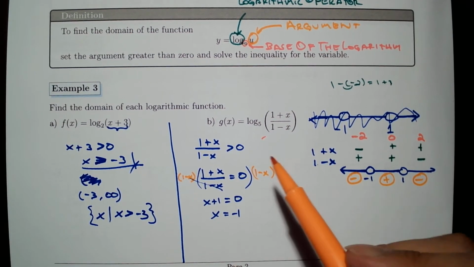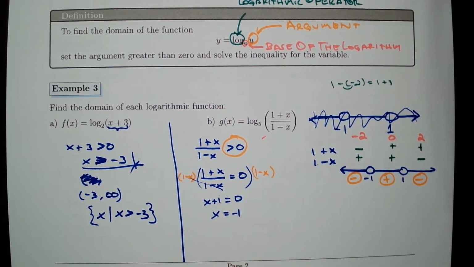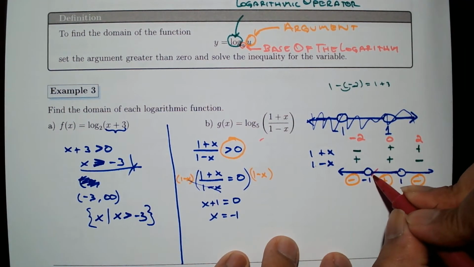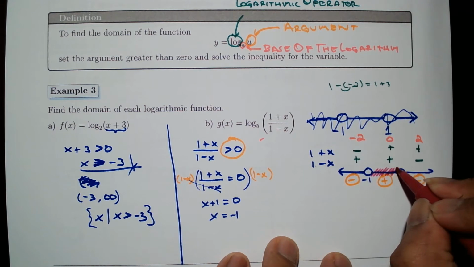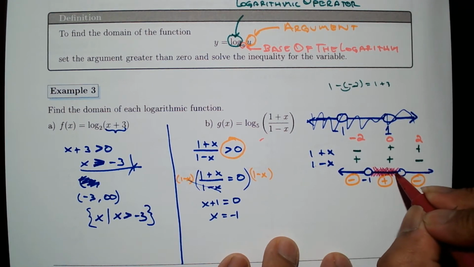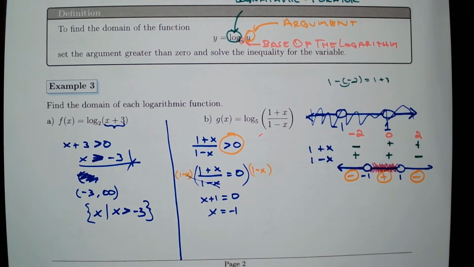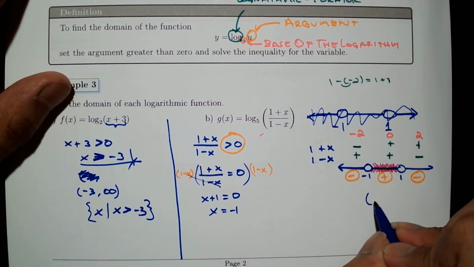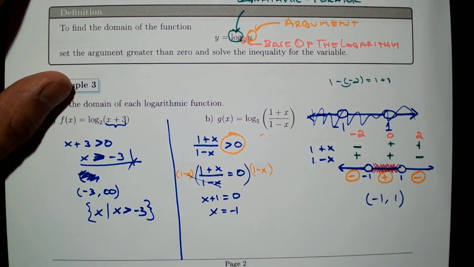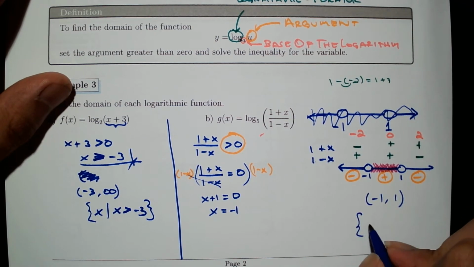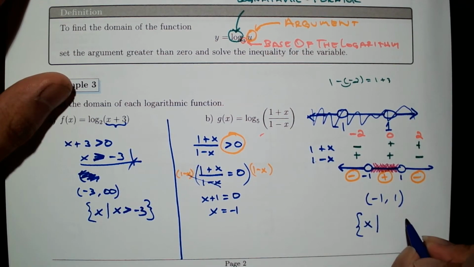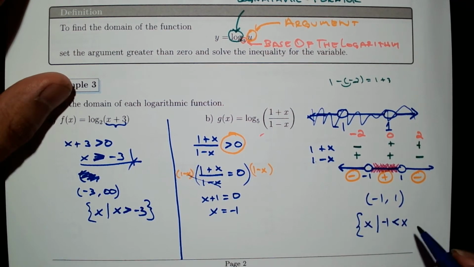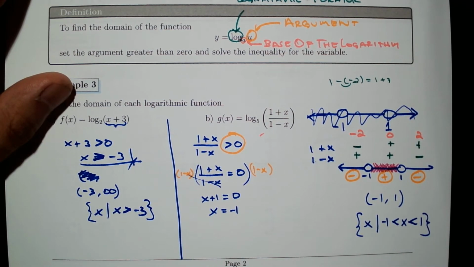Alright, so going back to the original inequality, we're looking for greater than 0. So because we're looking for greater than 0, we're looking for the positive part of this number line that we shade here. In other words, the solution set, the domain of this logarithmic function will be -1 to 1 using interval notation. Using set notation, x such that x is greater than -1 but less than +1.